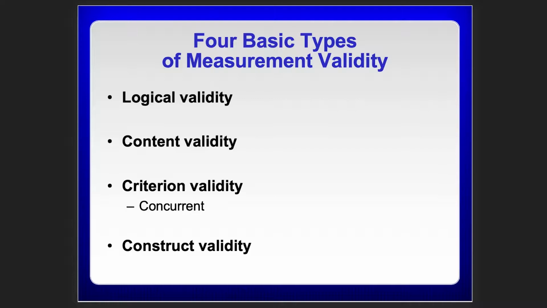So logical validity is essentially, does it actually sound logical? Is it measuring what it's supposed to in a logical sense? So if a measurement involves some type of performance that's being measured, and you're measuring something else that is completely different than what you actually want to measure in the performance, then what's the point? There's no valid measurement in there.